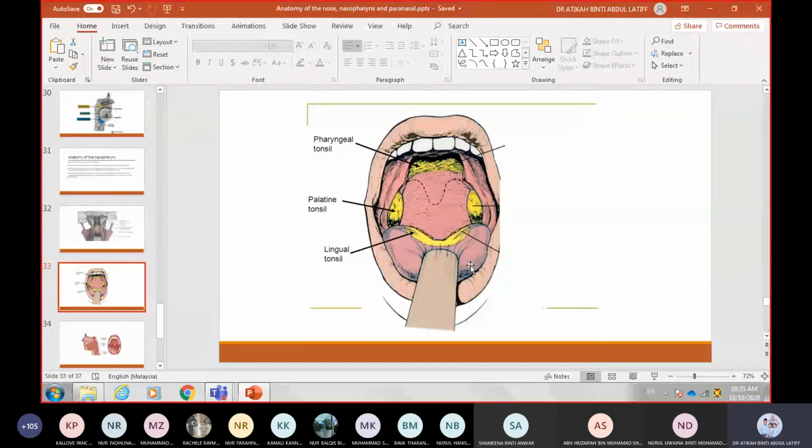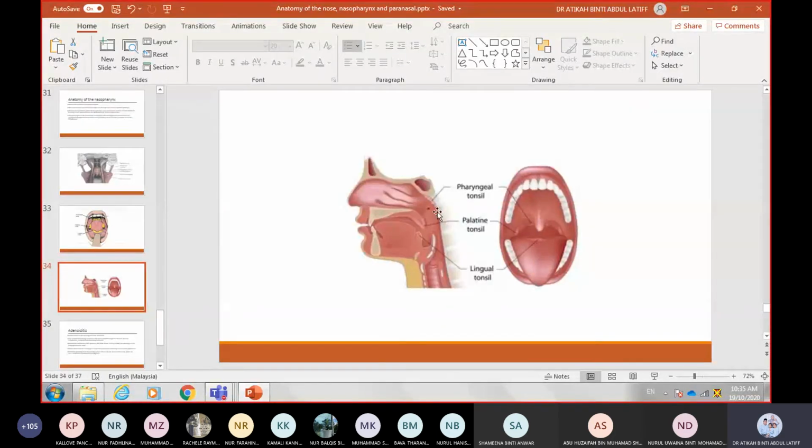Three types of tonsils. The one in the pharynx is the pharyngeal tonsils. If we see here, this is your nasal cavity, and just at the back of your nasal cavity, in your pharynx, the nasopharynx, is where you find the pharyngeal tonsils.